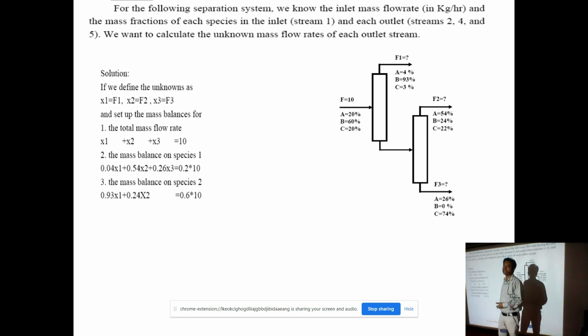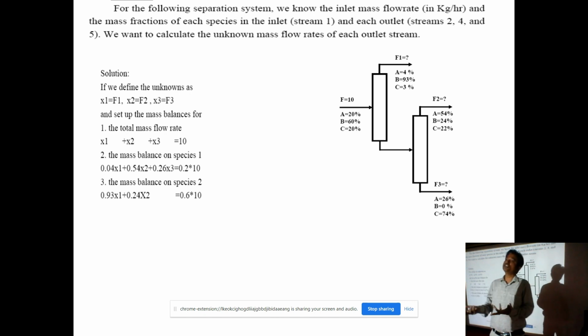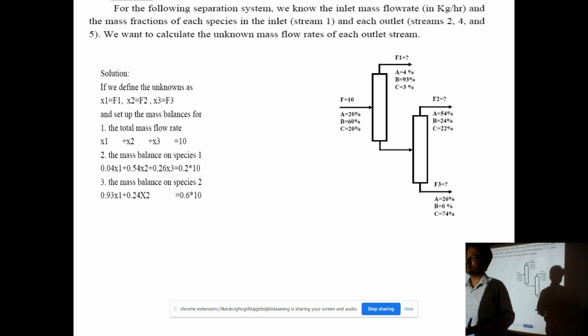Similarly, I can go for component C balance. Now just check out how many equations you got, how many unknowns are there. So all are linear only. Understand? Linear only. For linear equations, you know the matrix inversion method. What do you want? Simple. You know how to solve linear equations.